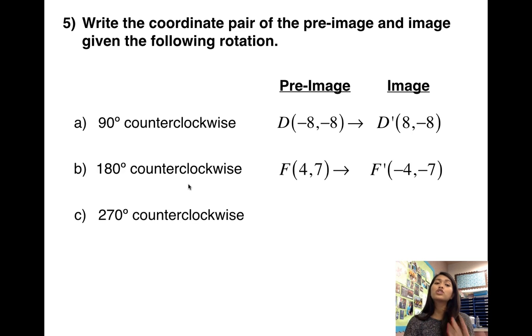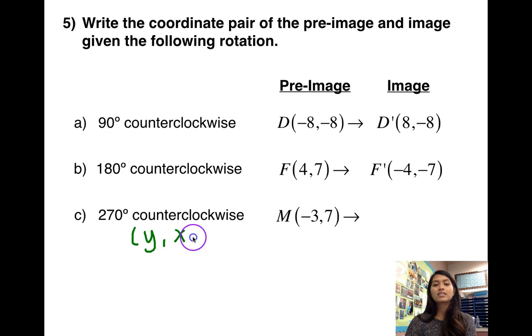Now they're asking for 270 degrees counterclockwise for point M, which is at (-3, 7). This is definitely one of the switches. So I'm going to go ahead and write that the coordinate rule is going to require me to switch. So it's now y, comma x. Now I got to think, okay, what's bigger, 90 or 270? 270 is definitely larger, which is going to be the reason why I'm going to take the opposite of the second coordinate.